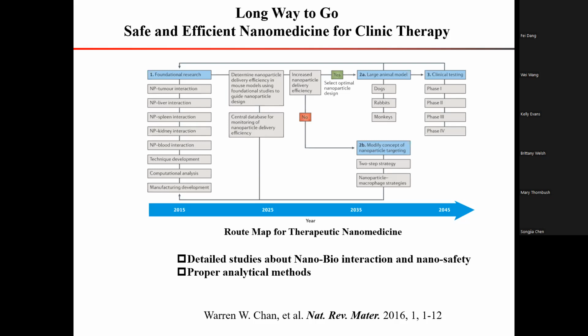During the study, we should take some powerful analytical methods to study how they interact at different levels and learn the important knowledge at the different levels. Then, based on this knowledge, we design the nanomedicine to have good performance and good safety. So that's the reason why we need a long time to design and develop good nanomedicines.